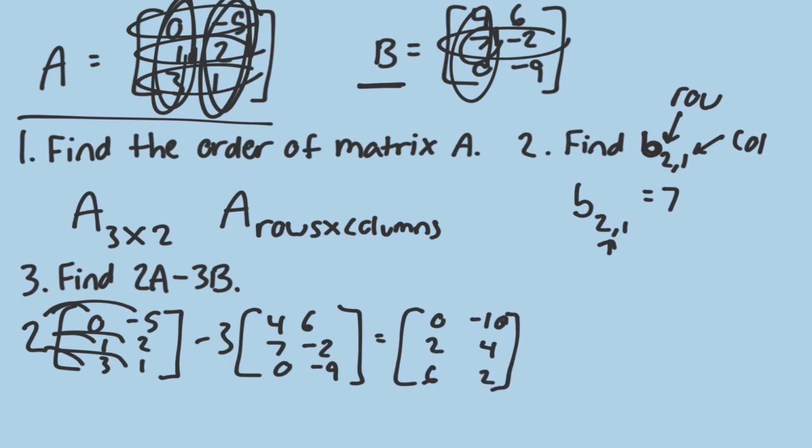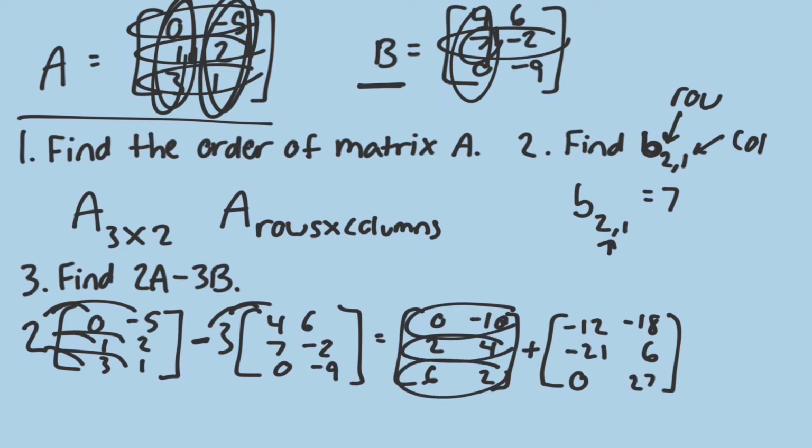And now we have 2 options. We can either distribute a positive 3 and keep this a minus, or distribute a negative 3 and change this to a plus. I would distribute a negative 3 and change it to a plus, just because I see people make fewer mistakes when they do it this way. So it'd be negative 12, negative 18, negative 21. Now when we add them together, we just have to make sure they're the same dimensions. So this is 3 rows by 2 columns, and this is also 3 by 2. So we are able to add them together.